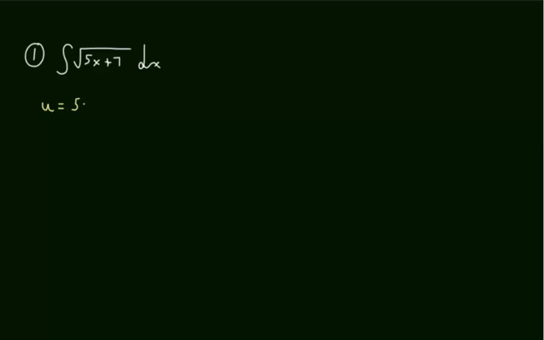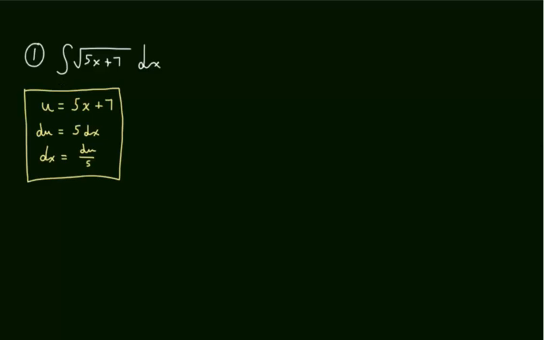In this case, it's clear that the stuff is 5x plus 7, stuff to the power of 1/2. The next thing we want to do is say what du is. So du is going to be 5 dx, or you might say du dx equals 5. Finally, I want to solve for dx. So dx is going to be du divided by 5.